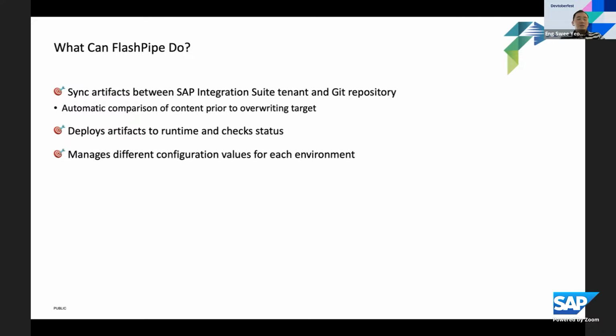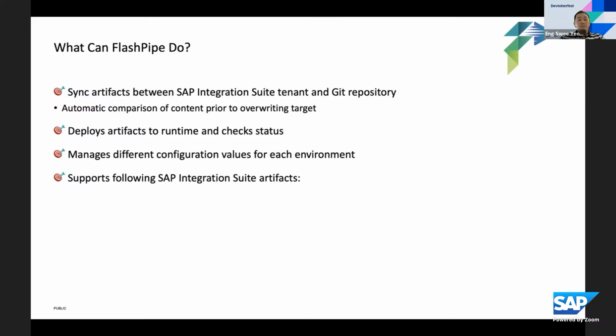As I mentioned, when you want to move between different tenants, you might have different environment values, like security credentials, URLs and all those. So you can configure different files that have different values and then supply them to FlashPipe so that it can sync the correct configuration value when it goes to a specific environment.